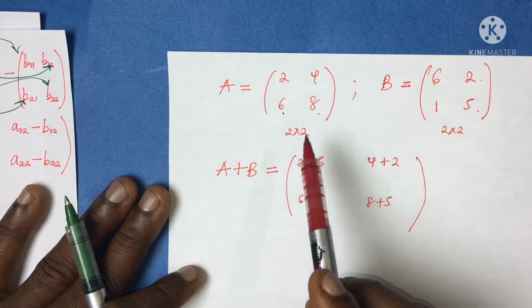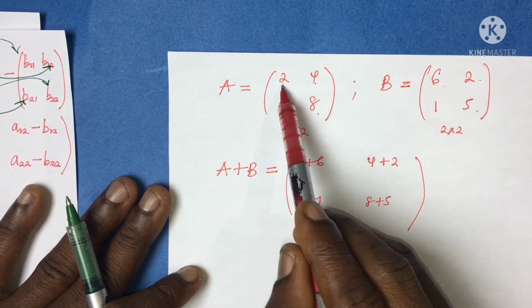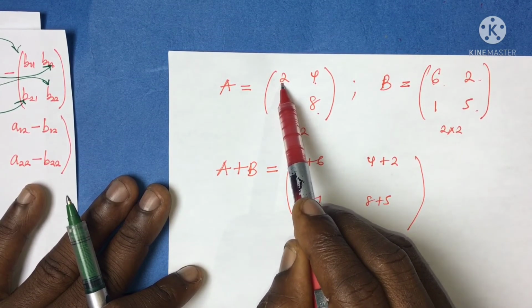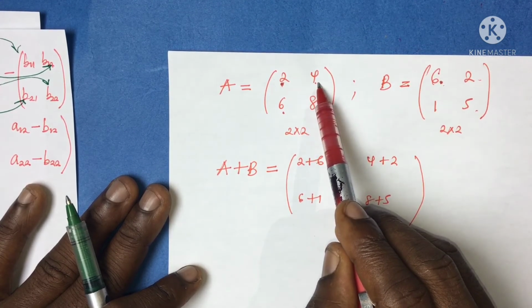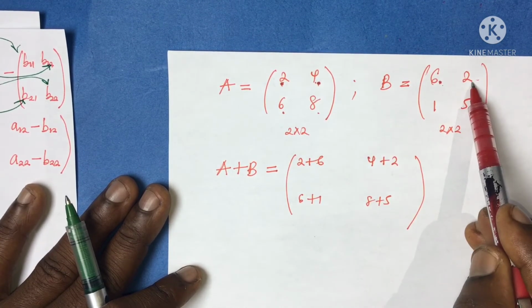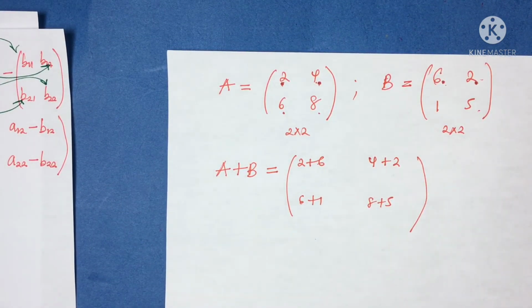Now, why am I performing this? Why am I adding 2 to 6? 2 occupies the first row, first column. 6 occupies the first row, first column. 4 occupies the first row, second column. 2 occupies the first row, second column. So elements occupying similar positions will be added.